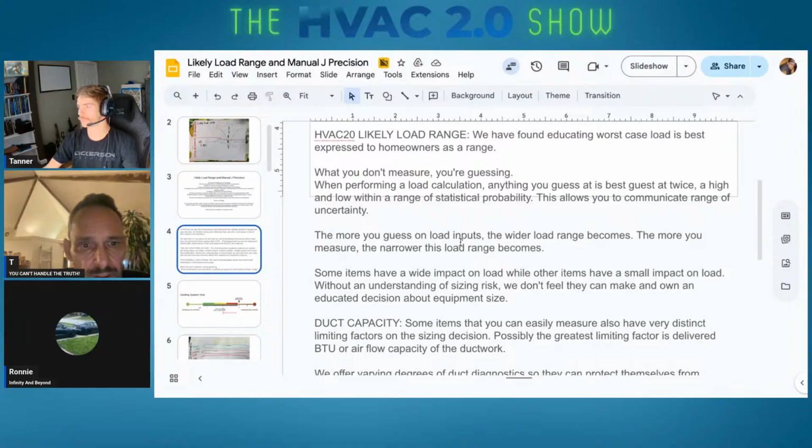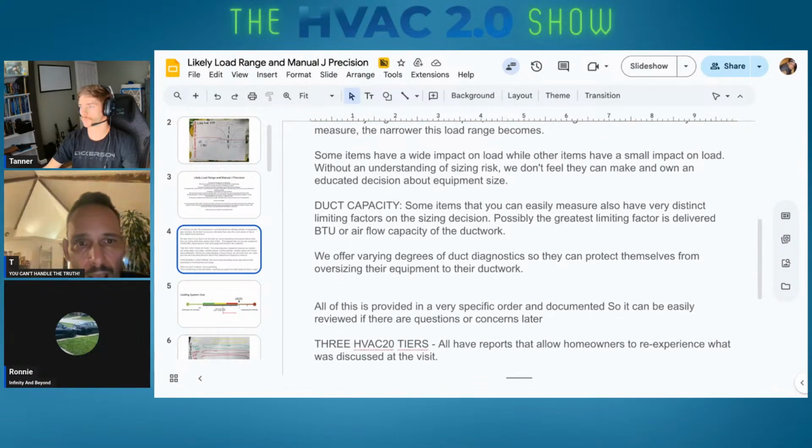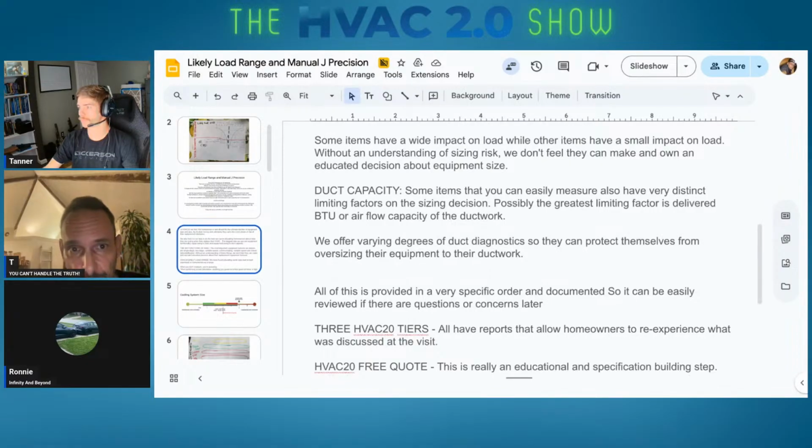The more you guess on load inputs, the wider the range becomes. The more you measure, the narrower this load range becomes. Some items have a wide impact on load, like leakage, while other items have a small impact on load, like fenestration, for example. Windows tend to be between 5 and 15% of the building shell enclosure. So a window that has an R value of 1 versus a window that has an R value of 3 is not going to make a huge difference on load.